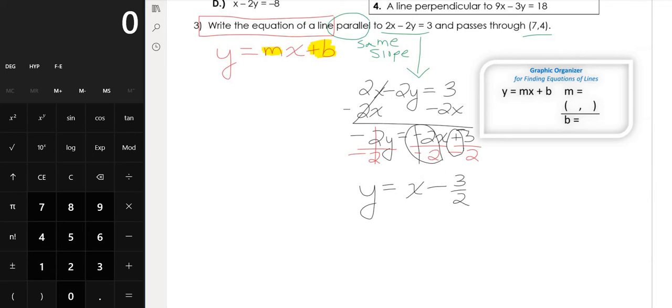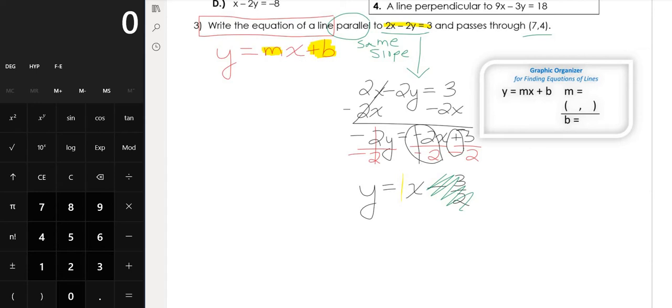Now I really do not care what the b is for this line. That's their line. The only thing I care about is the slope. The slope is the invisible 1 coefficient of the x. So the slope of this line is 1, meaning the slope of my line should be the same thing. It should also be 1. That's why we care about the equation, only to get the slope.